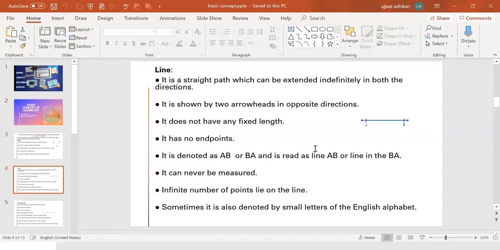It is denoted by AB or BA. In the given figure, there is a line which may be denoted by AB or BA. And this line may extend toward both directions. It can never be measured. Infinite number of points lie on the line. While we try to put the points on this line, an infinite number of points may be placed there.